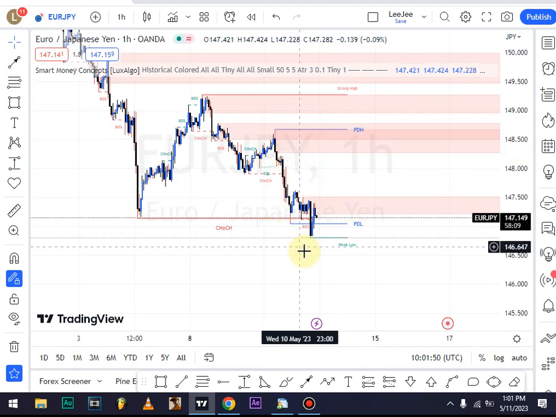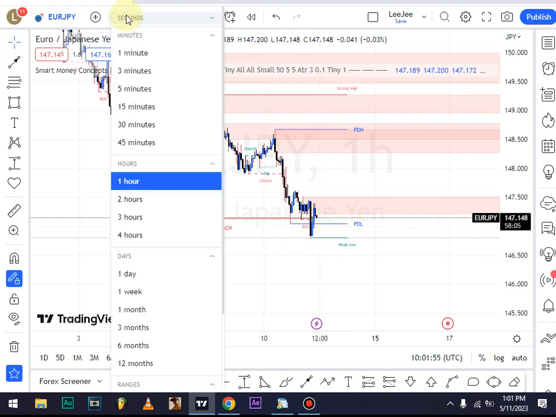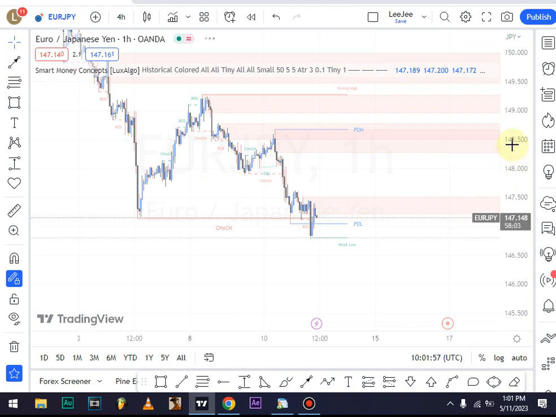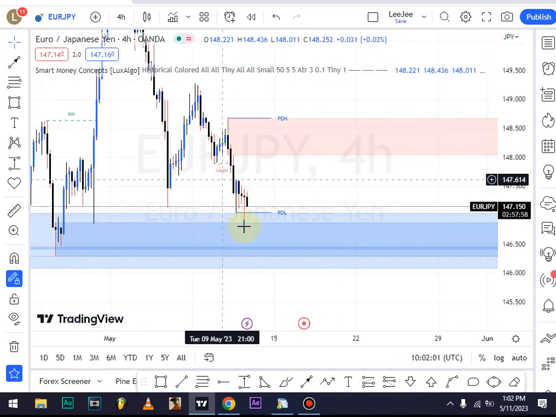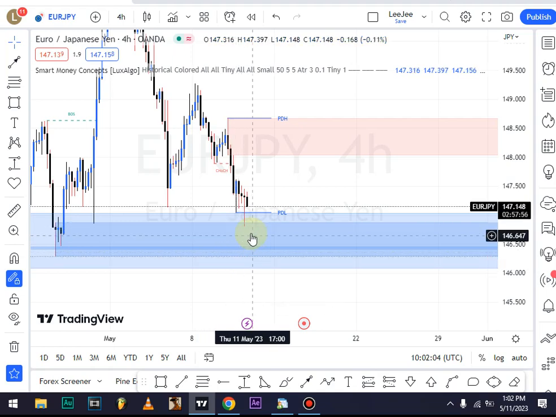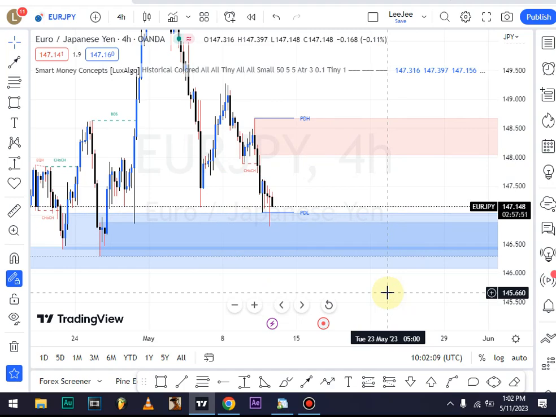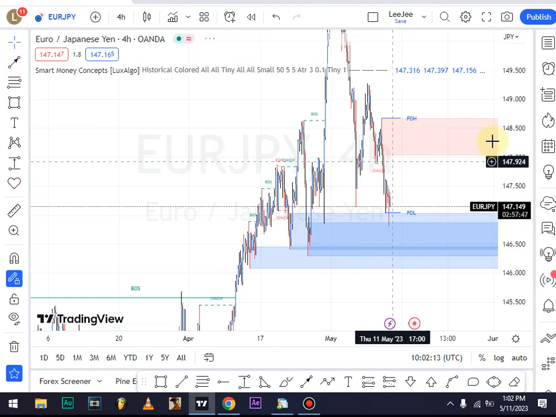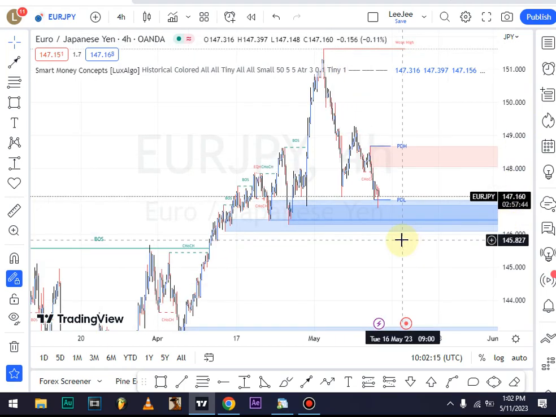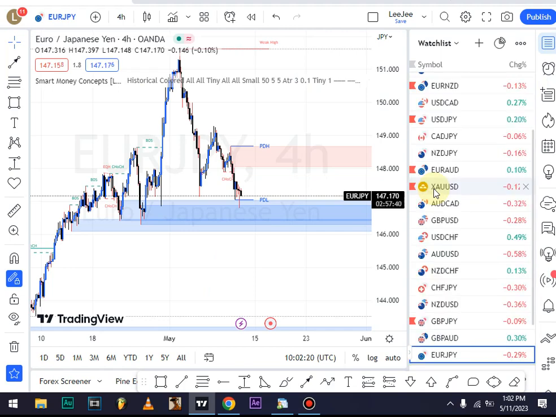So that was broken, and price broke the previous daily. Just have to see how it wants to play out, because I can see price tried to break that previous daily low, but then it was rejected to the upper side. So it's just a matter of time before I see a bullish candlestick before taking that buy entry. So Euro Yen looks nice too.